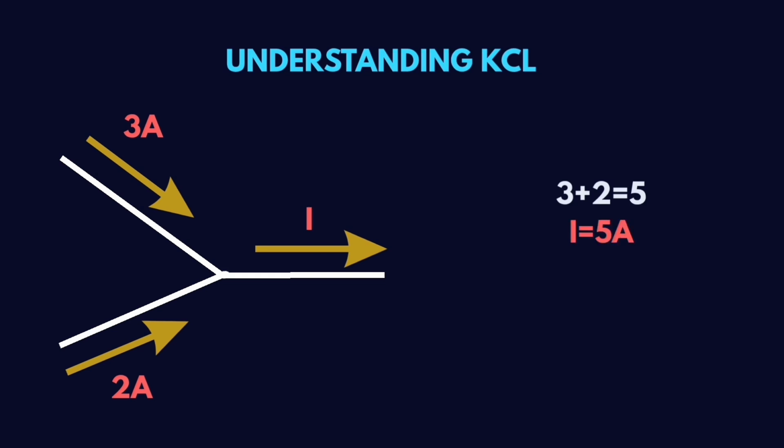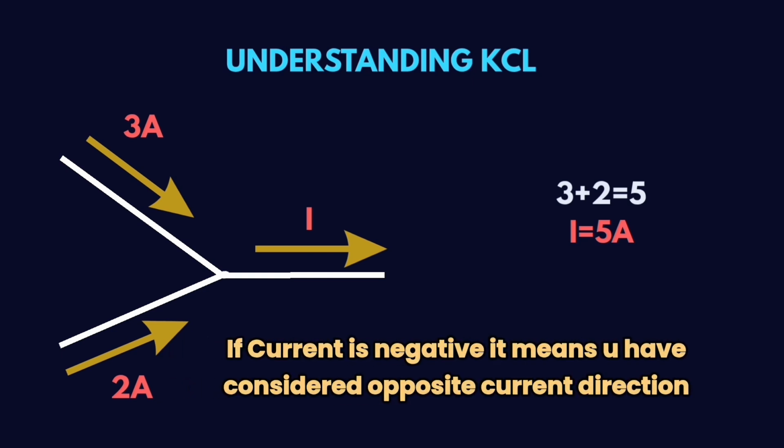That's it. In GATE problems, you can assume any current direction initially. If your answer becomes negative, it simply means the actual direction is opposite to your assumption. Negative current does not mean a wrong solution.